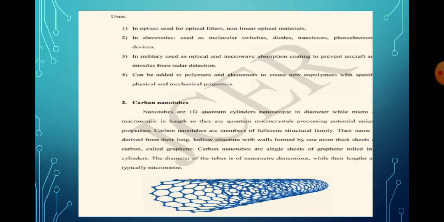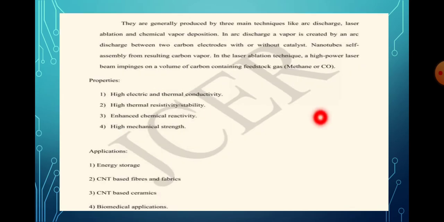These are generally produced by three techniques: arc discharge, laser, and chemical vapor deposition. In this one, the discharge of vapors is created between two electrodes, which gives a catalyst.